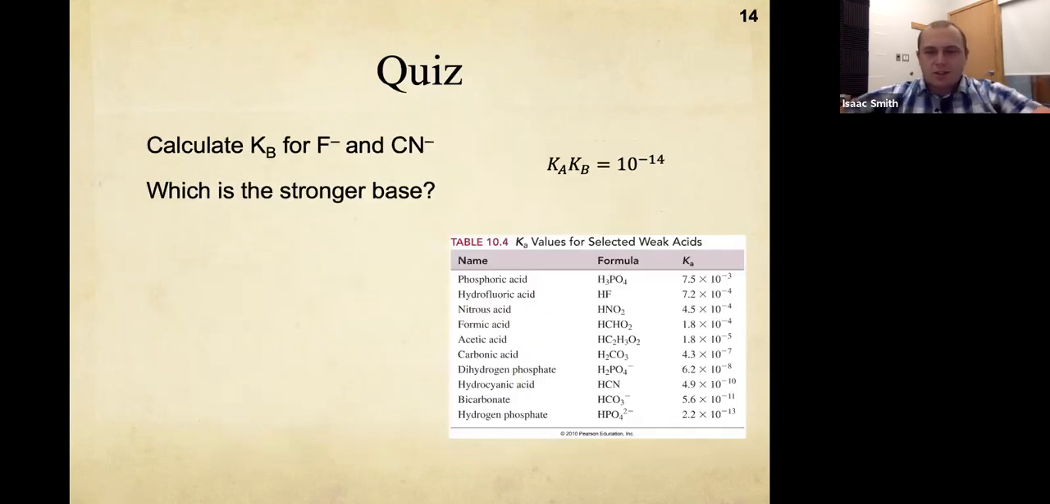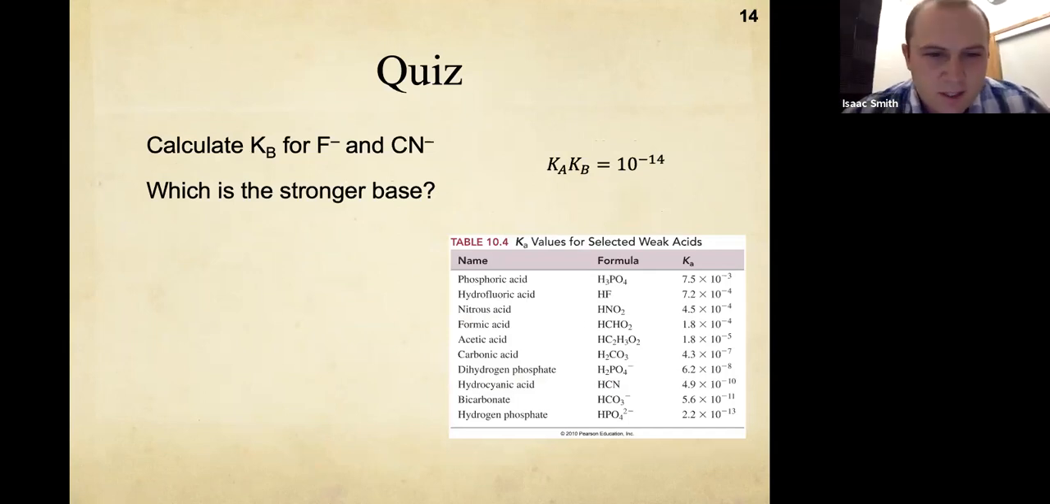So let's go ahead and try this quiz. So the question says, which is the stronger base? And this is often what you'll see. You'll have a table of Ka values. Okay, and even if the question asks which is the stronger base, you're going to have to use the Ka values. So you're going to have to convert Ka to Kb in order to solve this question.